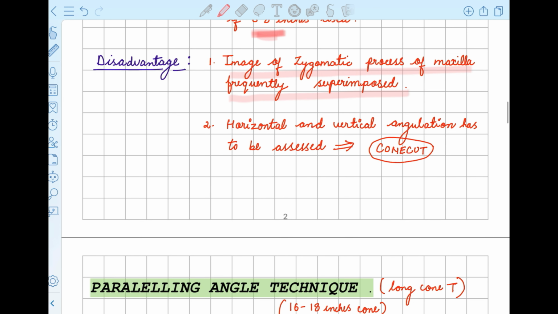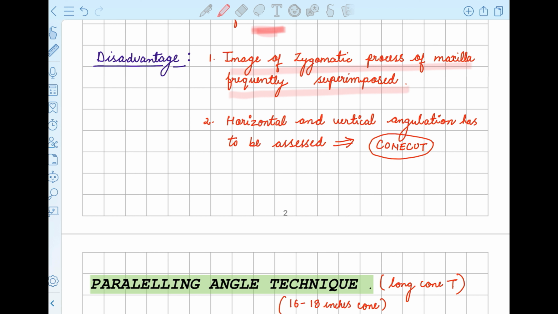What does cone cut mean? It means when we are taking an IOPR, it can get cut from the top, meaning the root tips can get trimmed.